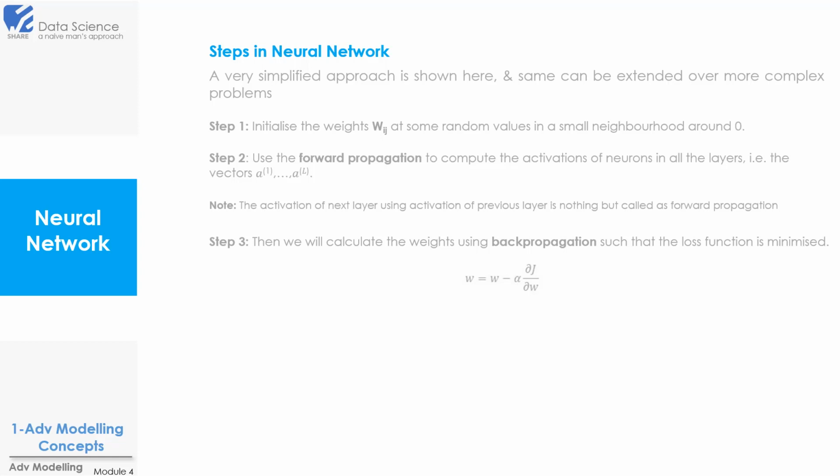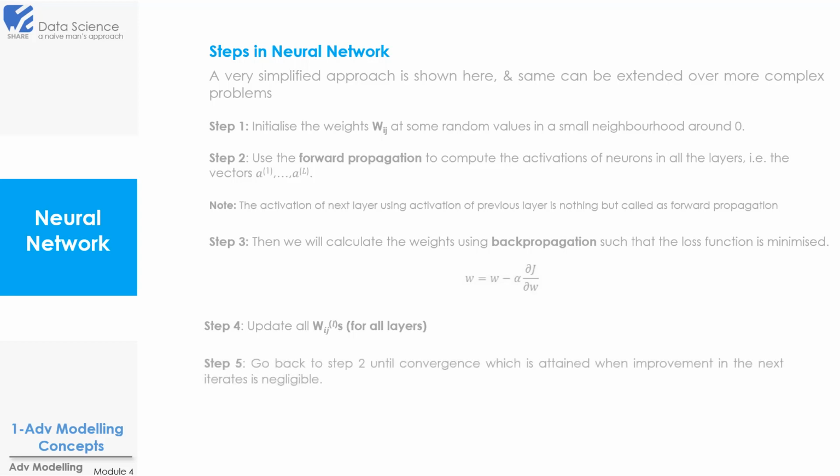Then we'll have to calculate the weights using backpropagation such that the loss function is minimized. Now this is a crucial step, and I'll be explaining this in a bit. But before that, let's see what are the other steps. Then in step 4, we will update the weight matrix for all the layers. So whatever weights we have calculated in step 3, we will use those weights and update our weight matrix. Then in step 5, we'll go back to step 2 again until convergence, which is attained when improvement in the next iterate is negligible. So these are the basic steps involved in a neural network.